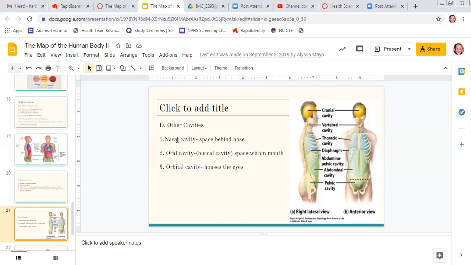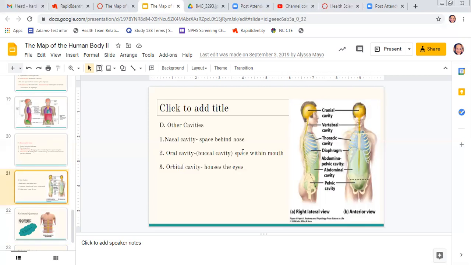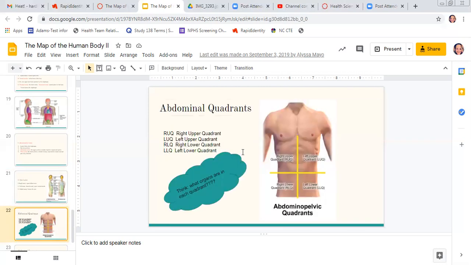You have your nasal cavity, and you guessed it, nasal is the bones and the space behind the nose. The oral cavity or buccal cavity, you're most likely going to see it oral, and that's inside your mouth. Orbital cavity, which has your eyeballs.